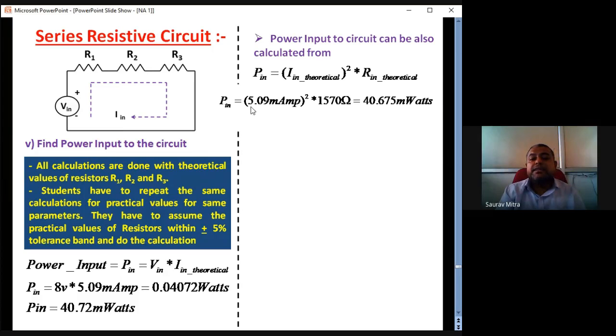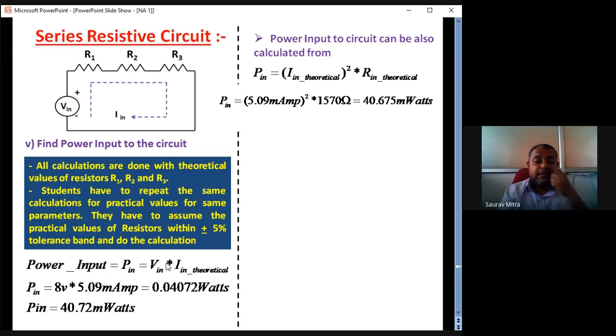So P in is equal to I in theoretical, that is 5.09 milliampere, squared, multiplied by 1570. That was the equivalent resistance when all three resistances are connected in series. So that is 1570 multiplied by 5.09 square, which will give you 40.675 milliwatt. So it is the same thing. Almost 40.675 and 40.72, they are almost the same, because this is in milli, so not much difference.